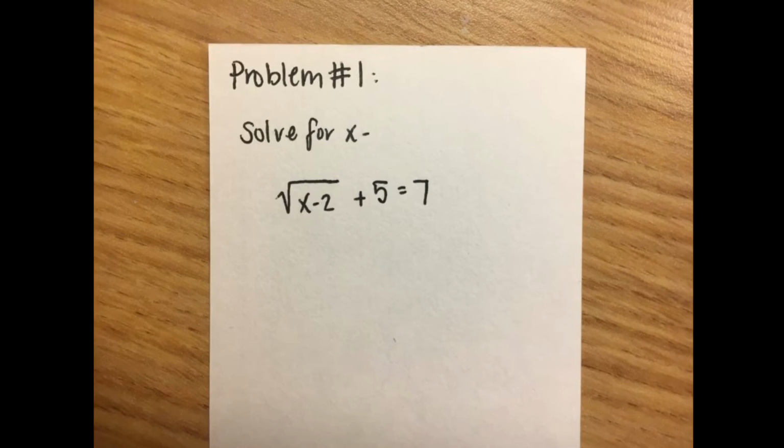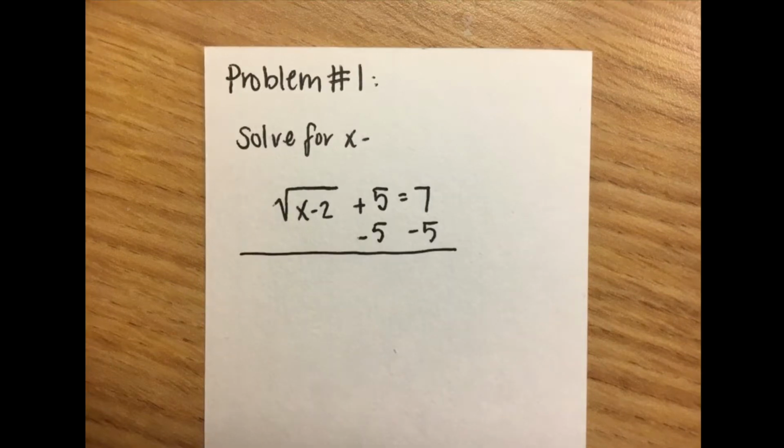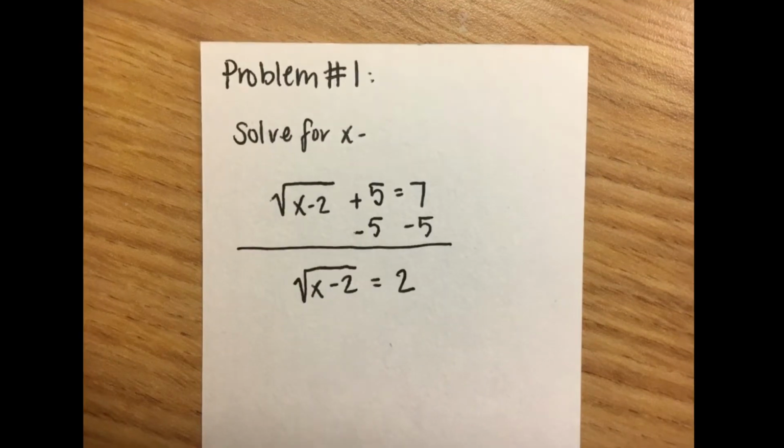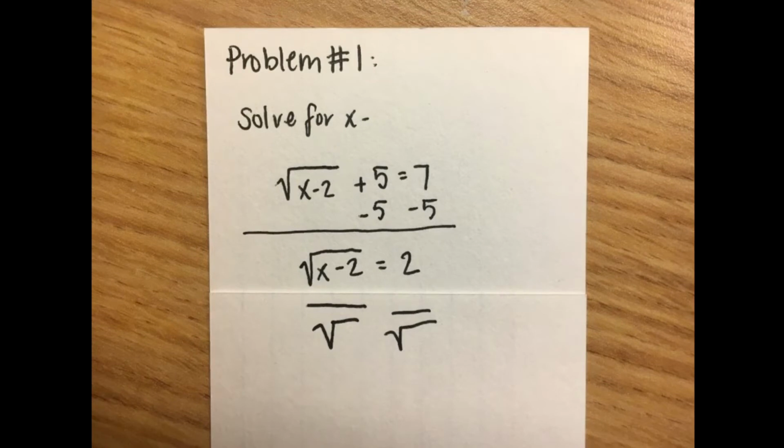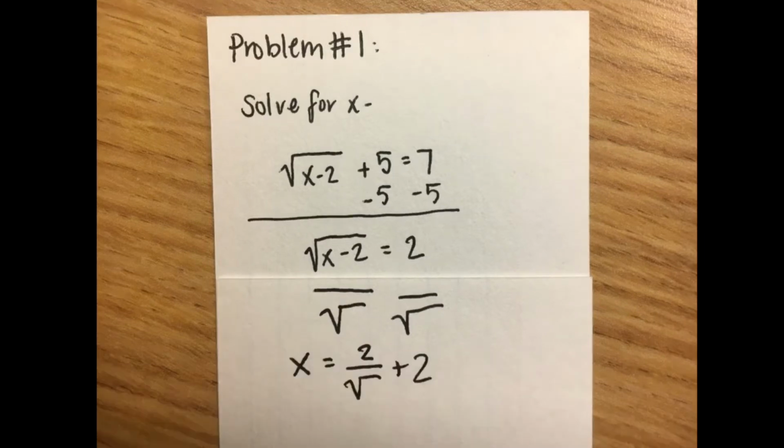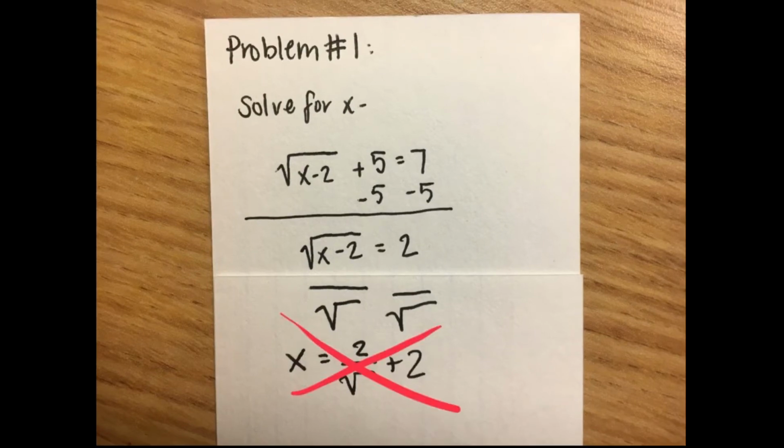Whoever did this problem started off on the right track by subtracting 5 from both sides, leaving them with the square root of x minus 2 equals 2. However, in their next step, they attempted to divide by a square root sign, which is an incorrect action because the inverse of a square root is not dividing by a square root sign. That doesn't get rid of it. Therefore, their answer of x equals 2 over a square root sign plus 2 is both incorrect and illogical.